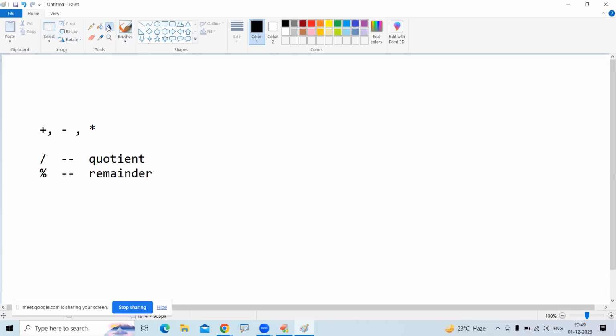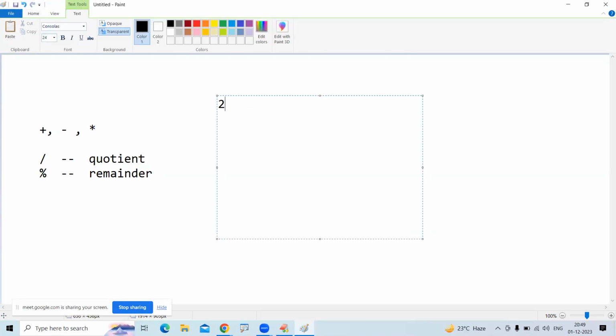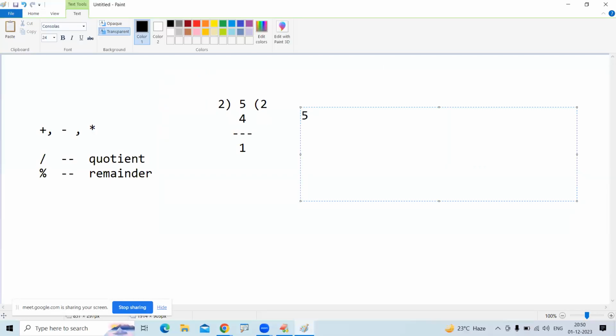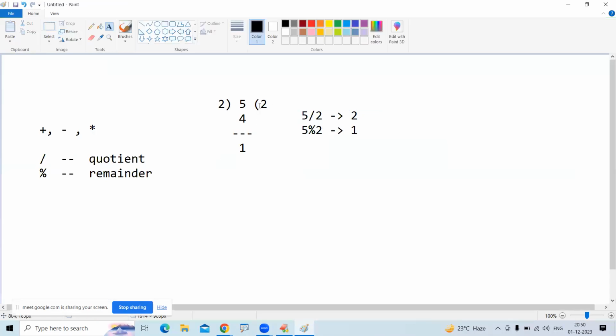Suppose if I am doing like this, 5 I am dividing by 2. How many times? 2 times. Only integer I am taking. Why integer? I'll explain. I am looking for the remainder. When you are dividing 5 by 2, division means quotient will come. Quotient is 2. 5 mod 2, remainder will come. Remainder is 1. This is quotient and this is remainder.